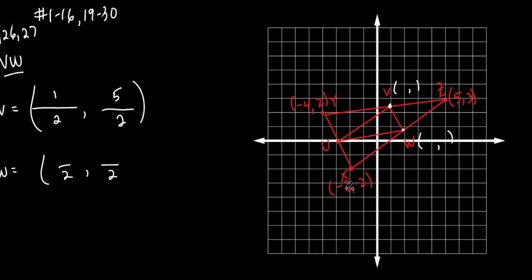So how do we find that? Add the x's together. Negative 2 plus 5 is 3. Add the y's together. Negative 2 plus 3 is 1. All right, there's our 2 points.